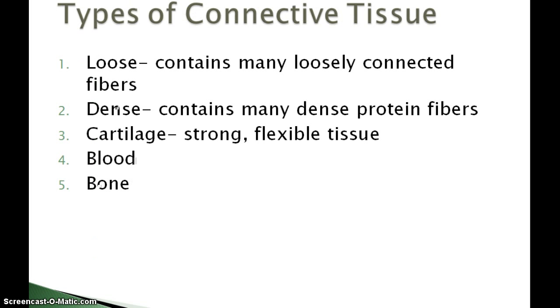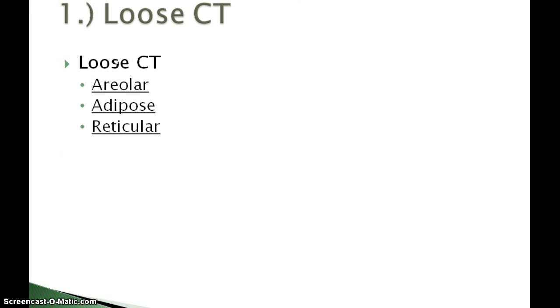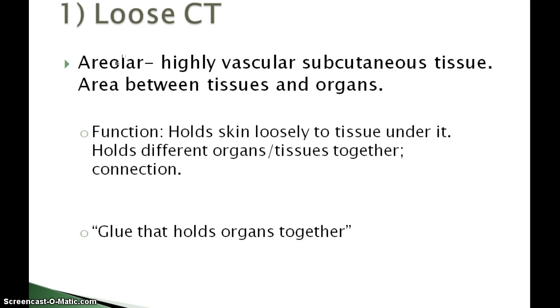Okay, and then we said there were 5 types of tissue. And these are those 5. We're going to start off with loose, and then we're going to go all the way through to the end, and it won't take long at all. Okay, so loose connective tissues, there's 3 types: areolar, adipose, reticular.